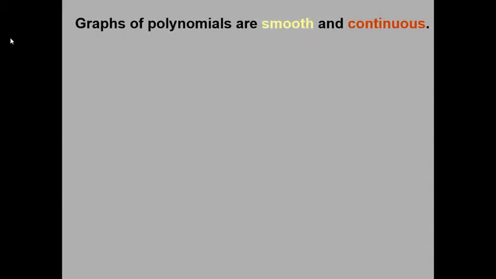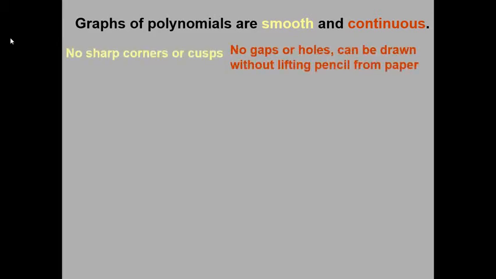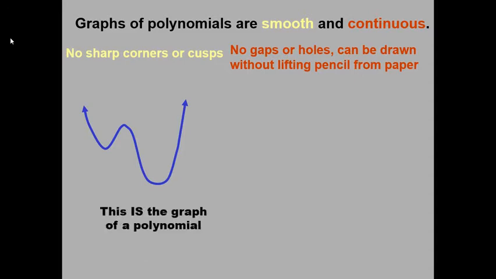Graphs of polynomials are smooth and continuous. No sharp corners or cusps. No gaps or holes. They can be drawn without lifting the pencil from the paper. Okay, so our first one, this is a graph of a polynomial. It's smooth.